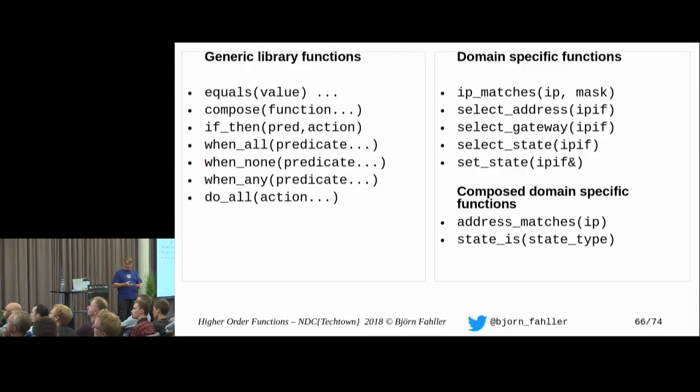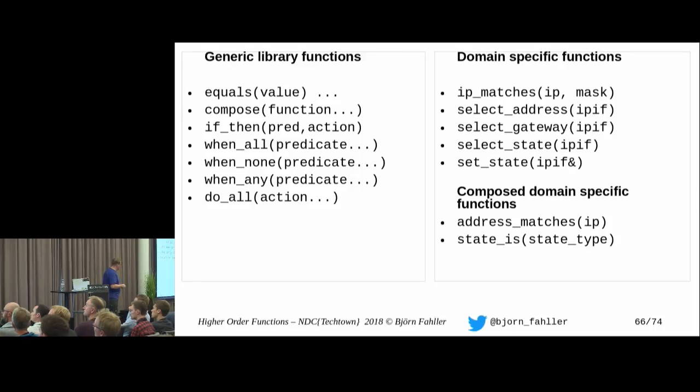We saw in the beginning some higher order functions. Some are completely generic, like equals and compose and then. That actually didn't strike me when I first started writing this presentation. It was something I noticed while writing the presentation that, hey, these are completely generic library functions. And then we have our domain-specific functions: IP matches, select address, set state, what have you, and our domain-specific compositions like address matches and state is, and so on.